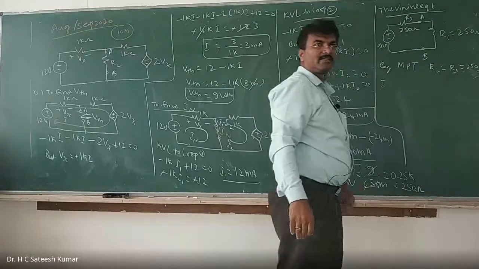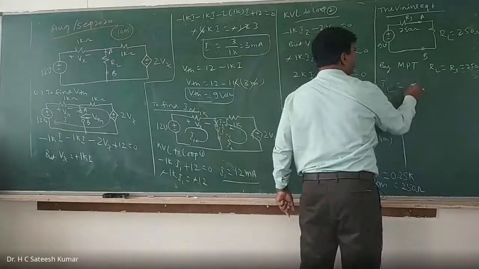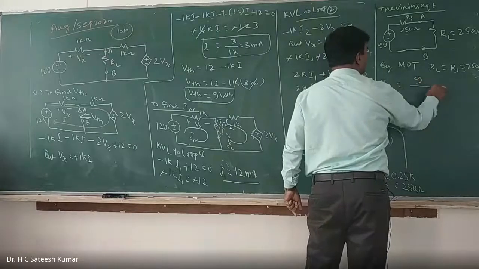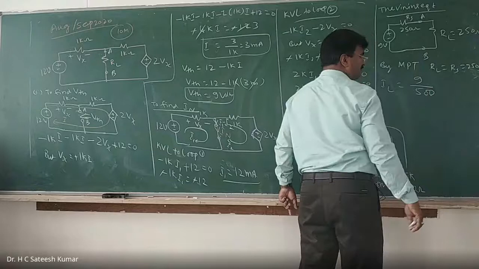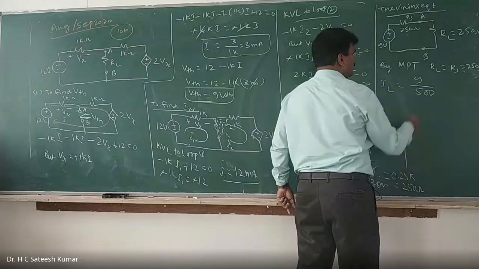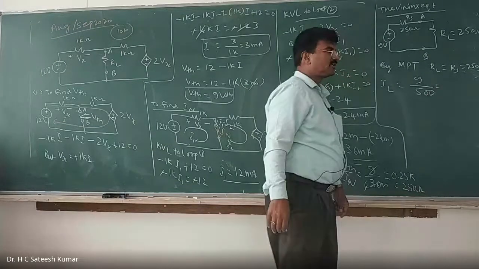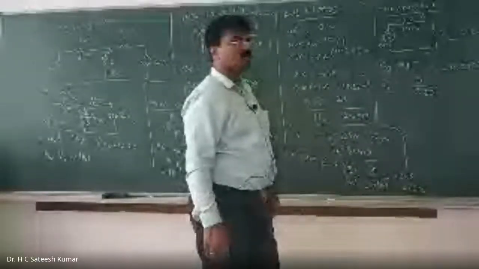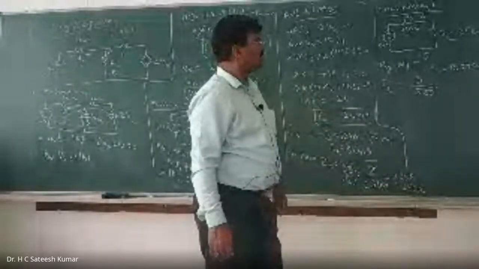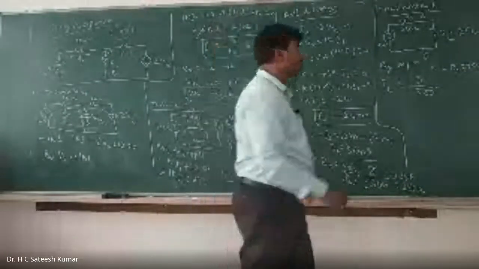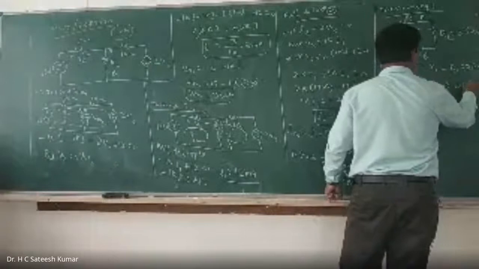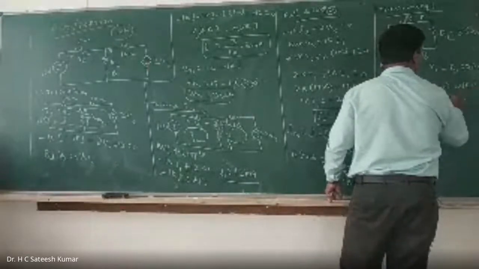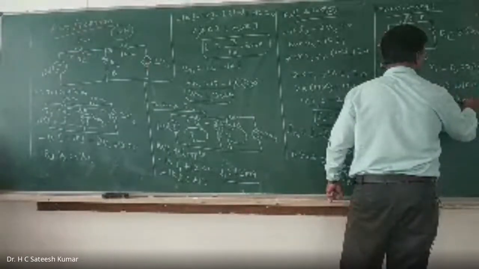We can write it. Therefore, IL is equal to what? Total voltage 9 divided by 250 plus 250. It will be 500. How much is this, madam? Check, madam. 9 divided by 500, 9 by 5, 0.018 amps, or 18 milliamps. 18 milliamps we get.